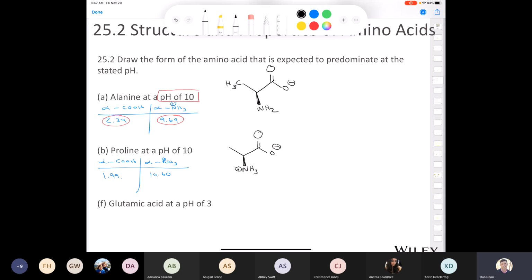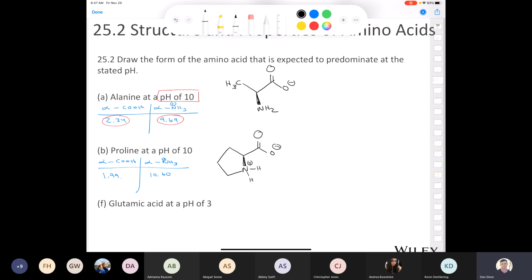But remember that proline doesn't have a primary amine. It has a secondary amine, so we're going to be a little more careful here. And the R group is tied in a 5-membered ring like this. And so instead of having 3 hydrogens attached to my nitrogen, remember, nitrogen has a positive charge when it has 4 bonds and no lone pairs.